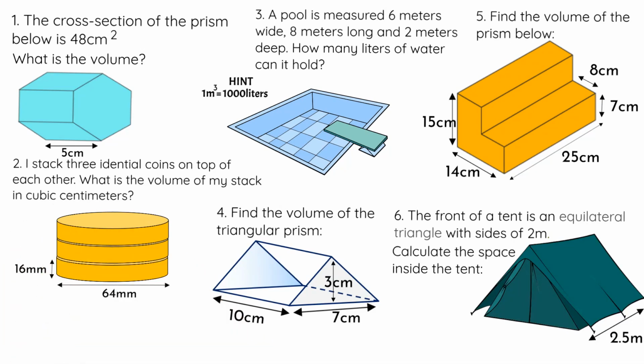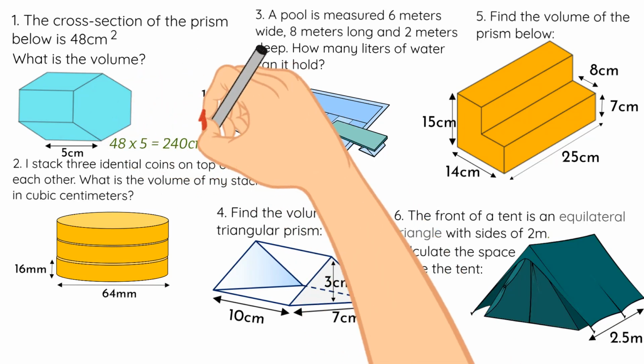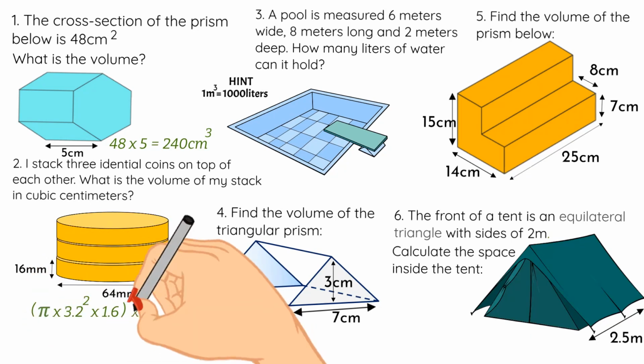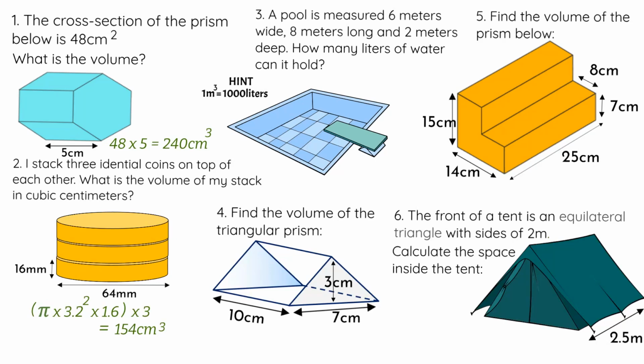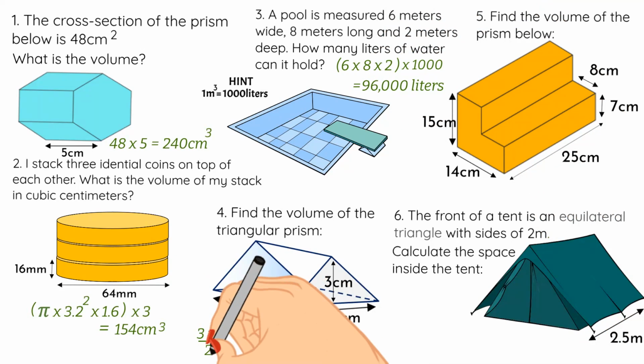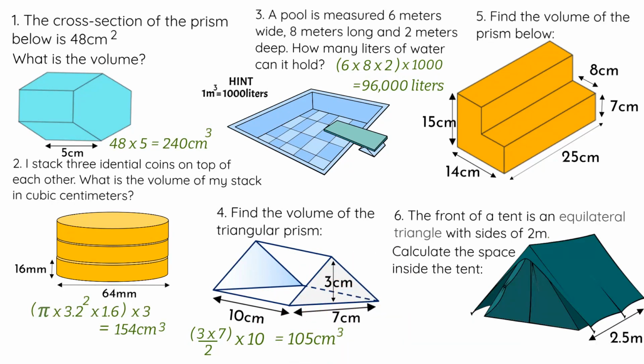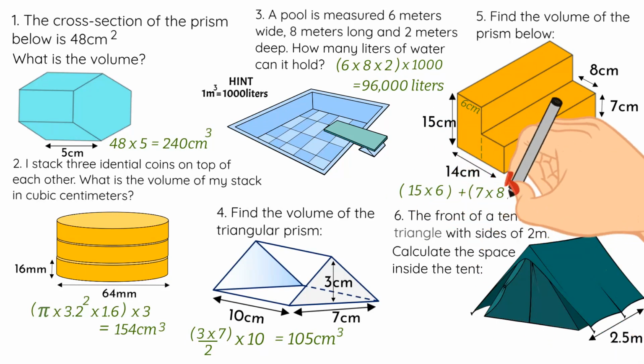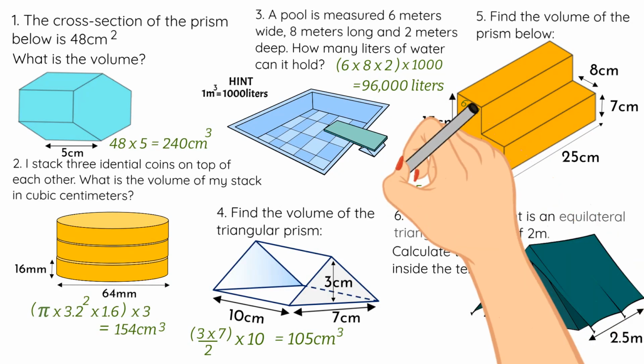Here are your solutions. Question number 1 is a simple case of the cross-section times by the length. Question number 2, you're best to convert your units to centimetres first. And don't forget to half the diameter of that circle. And then once you've found the volume of 1 coin, times it by 3. Question number 3, find the volume of the pool and then just times by 1000. For the triangular prism, find the area of the cross-section, base times height divided by 2, and then times it by 10. For question 5, you need to split the cross-section into 2 rectangles and then find any missing lengths. And then you can find the area of both rectangles, plus them together and times by 25.